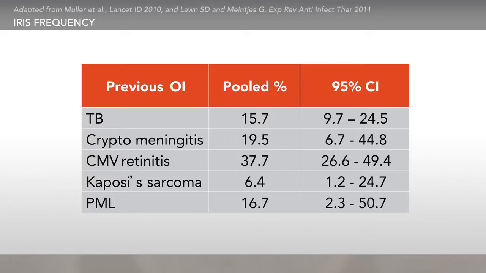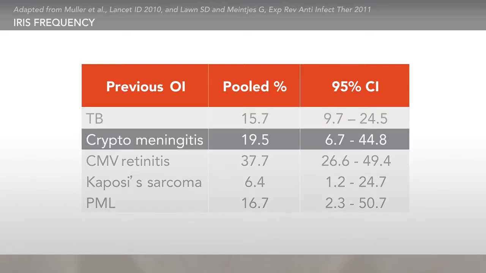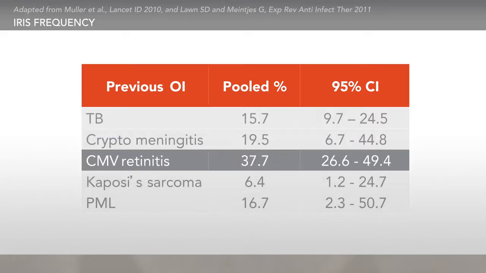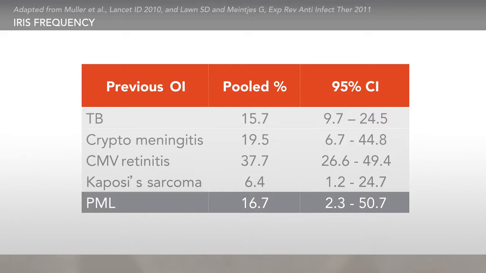And what about IRIS frequency? According to a recent meta-analysis which pooled together data from over 13,000 patients from 44 cohorts, we can see here in the middle column of this figure that IRIS occurs in approximately 16% of cases with tuberculosis, in 20% of cases of cryptococcosis, in as high as 40% of patients with CMV retinitis, 6% of cases of Kaposi sarcoma, and in 17% of cases with progressive multifocal leukoencephalopathy. So, overall, the frequency of IRIS among patients with opportunistic infection who start ART seems to be about 15 to 20%.